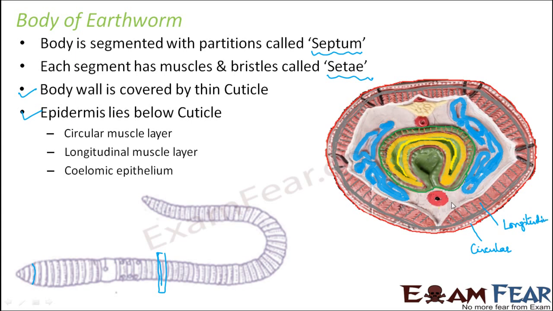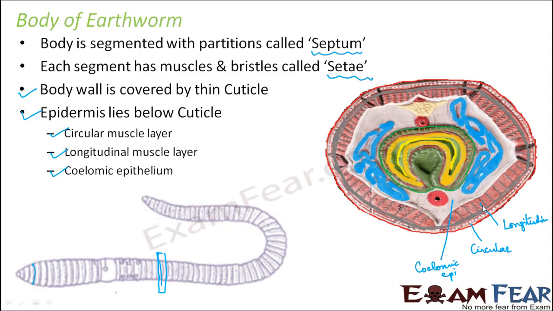And even beyond this, inside this is present the coelomic epithelium. This is the coelom, right? This white area. Coelom is nothing but the body cavity. So here also a layer of epithelium is present, which is called the coelomic epithelium. So these are the three layers of epithelium which are present. Outermost on the skin is cuticle, below that is the circular muscle layer, inside that is the longitudinal muscle layer, and inside that is the coelomic epithelium.